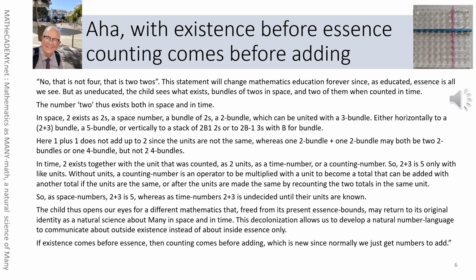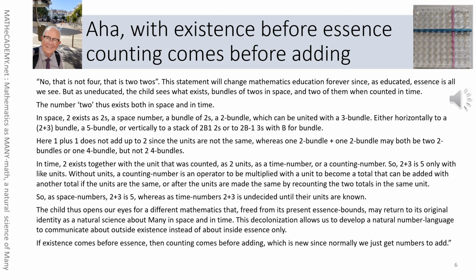Without units, a counting number is an operator, to be multiplied with a unit, to become a total, that can be added with another total, if the units are the same, or after the units are made the same, by recounting the 2 totals in the same unit. So, as space numbers, 2 plus 3 is 5, whereas as time numbers, 2 plus 3 is undecided, until their units are known. The child thus opens our eyes for a different mathematics that, freed from its present essence bounds, may return to its original identity, as a natural science about many, in space and in time.